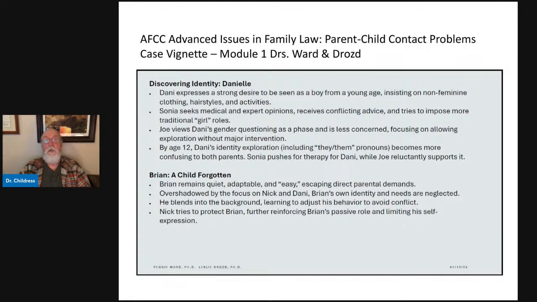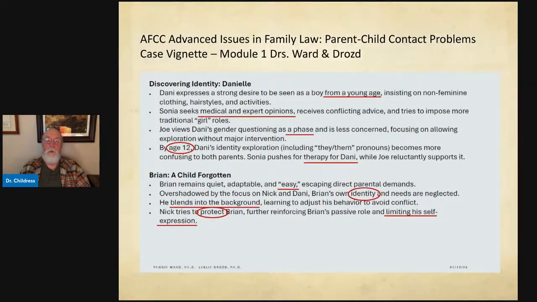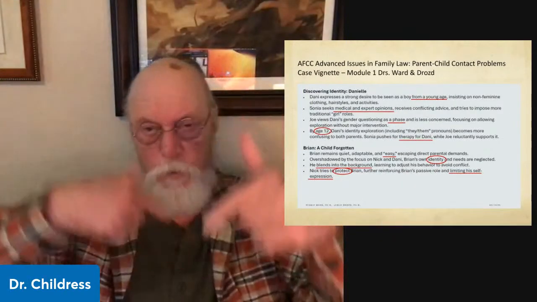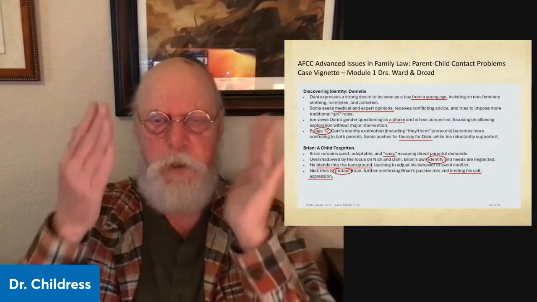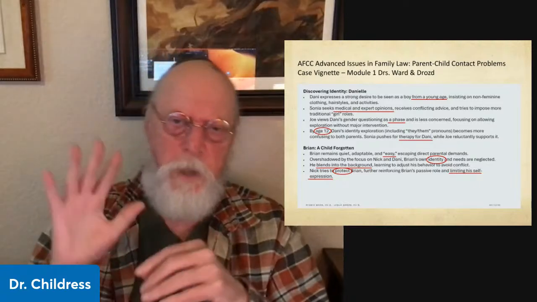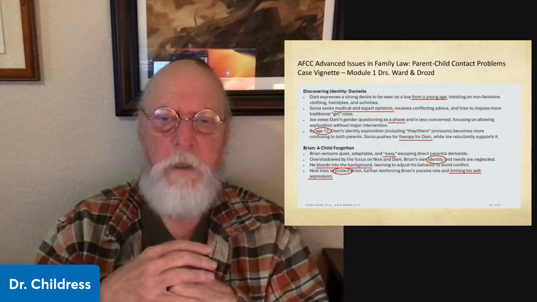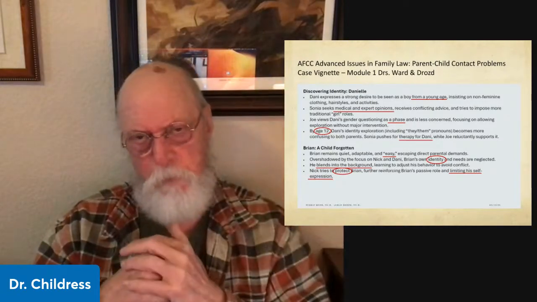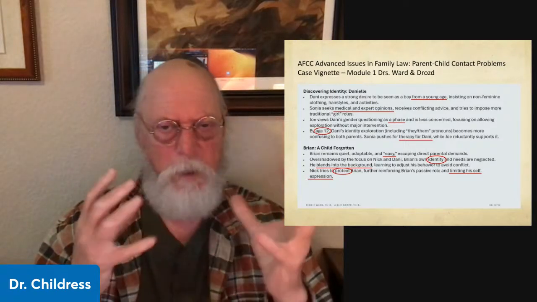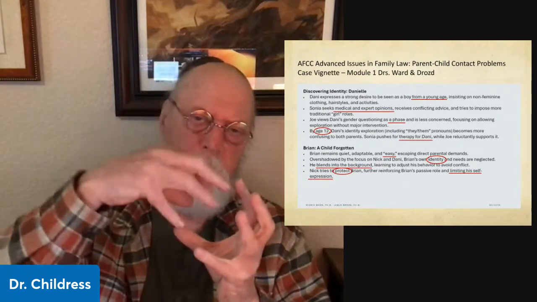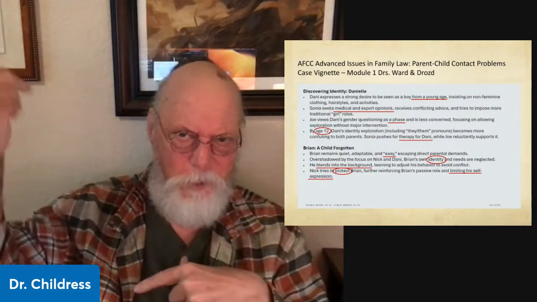Joe views Danny's gender questioning as a phase and is less concerned, focusing on allowing exploration without major intervention. By age 12, Danny's identity exploration, including they/them pronouns, becomes more confusing to both parents. Sonia pushes for therapy for Danny, while Joe reluctantly supports it. So again, the parents are split, the children are being triangulated in the spousal conflict, with each parent taking a side, and mom is more nurturing, dad is more, Nick's going to outgrow it, Danny's going to outgrow it. So he may be minimizing a bit the difficulty with the children, and mother may be creating the pathology in Danny, or relative to the attachment pathology in Danny, and then Nick relative to the attachment pathology in Nick and his dad.